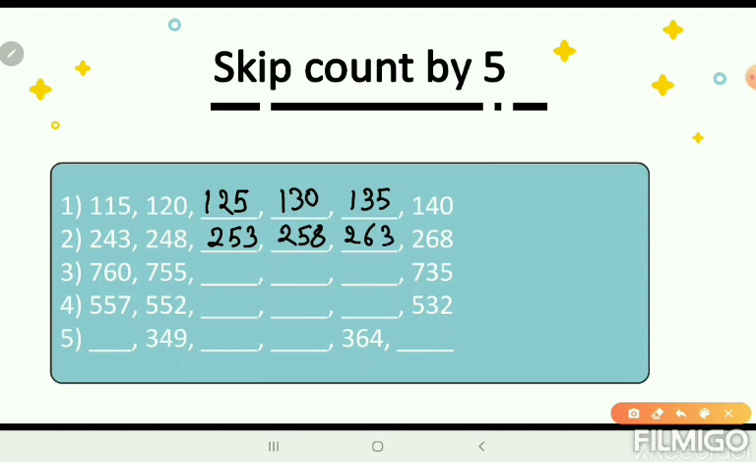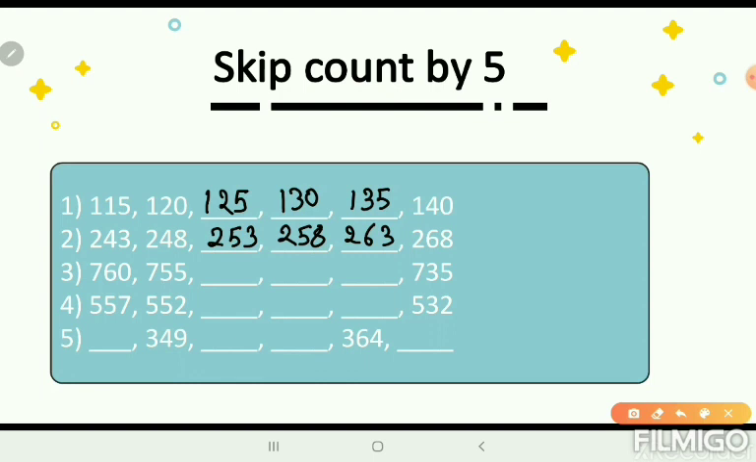263, plus 5, 268. Children, if you noticed, even notice the ones place, there is a pattern formed, isn't it? 3, 8, 3, 8, and every time whenever you are skip counting by 5, there will be a pattern formed. Let's see the third question.